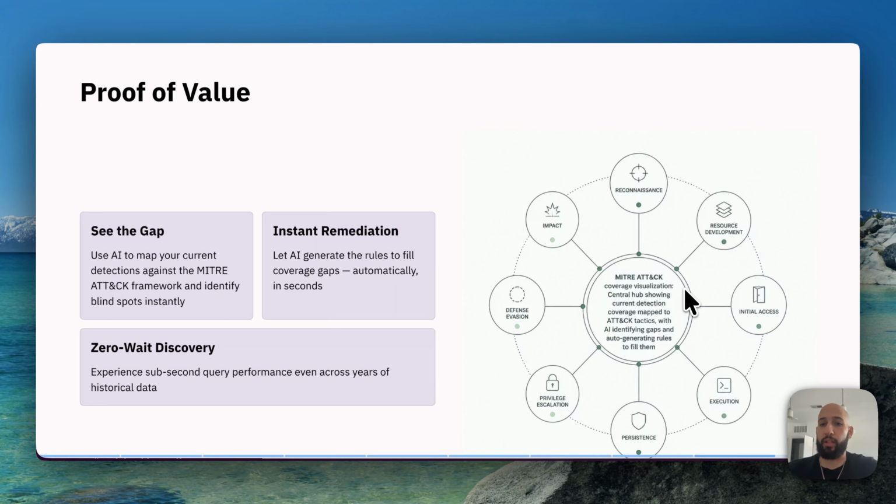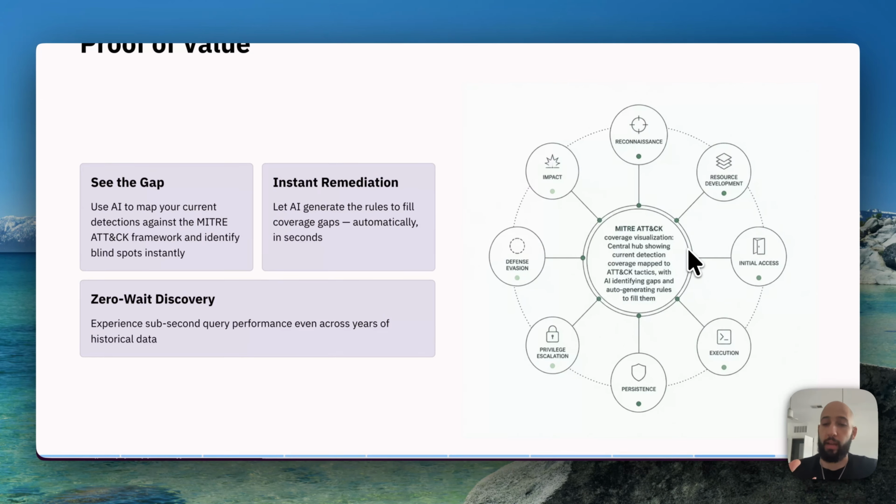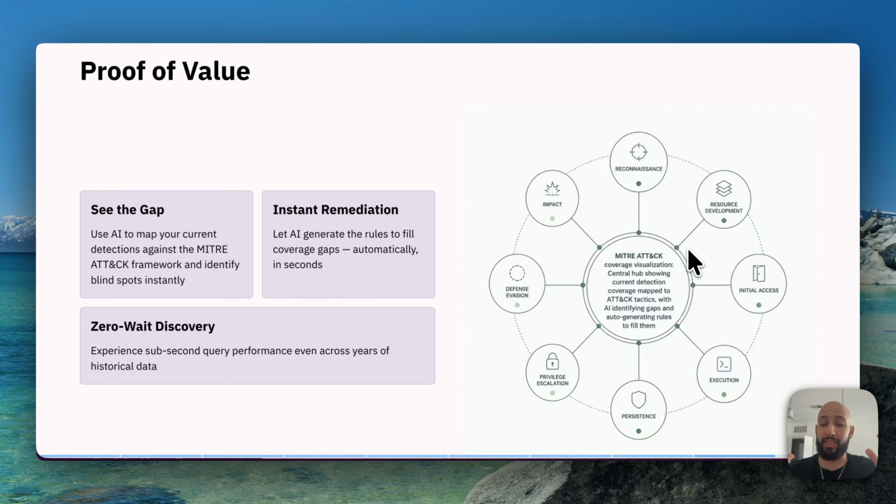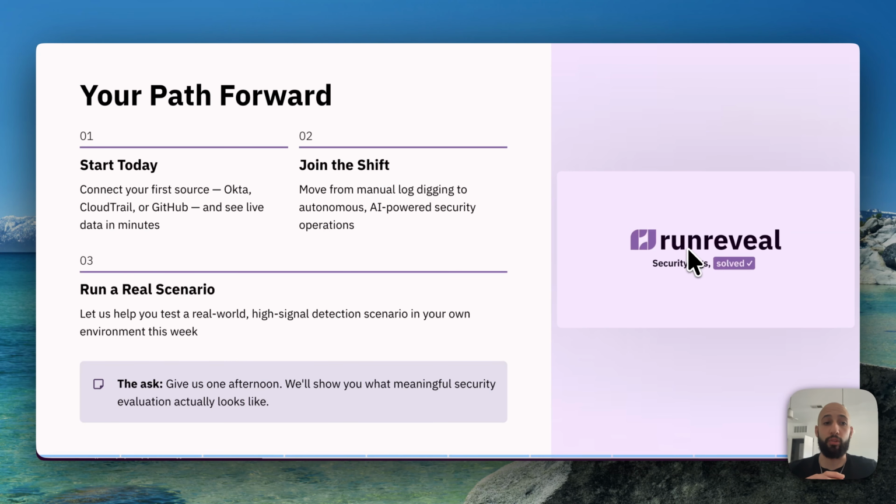So what does a proof of value actually look like? Seeing the gap, instant remediation, and a zero-wait discovery. This is something that we really want to push on in an evaluation because this is where you'll understand the value of the platform. So what does your path forward look like?